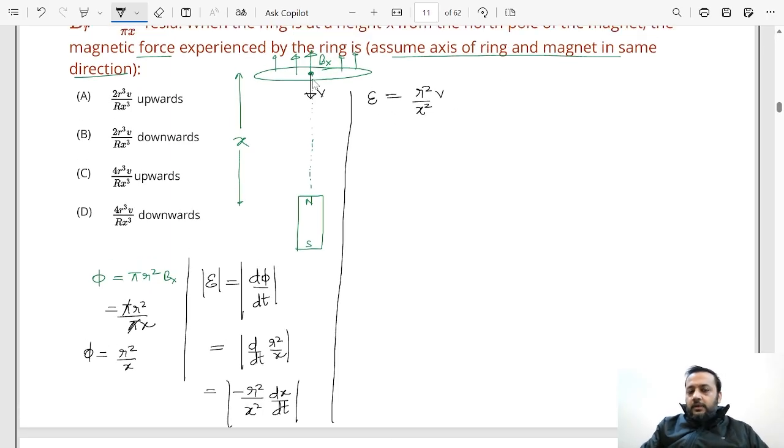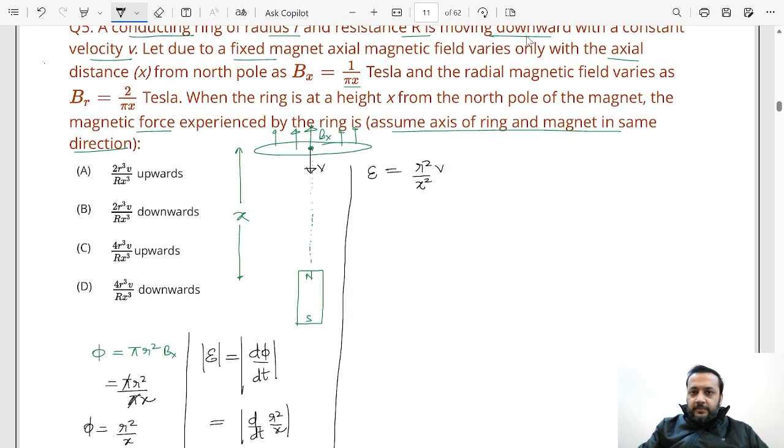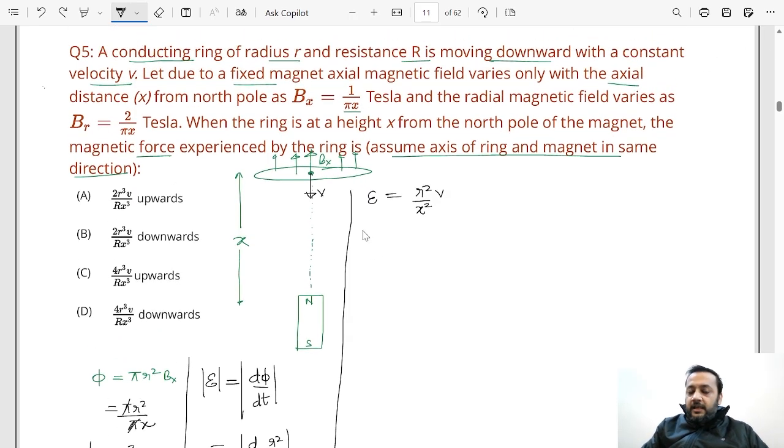Now there's a resistance inside this ring whose value is given as capital R. Basically this is the resistance, capital R. That means there will be some current flowing in this ring. That current we can write as the emf induced in the ring divided by capital R. Hence the current flowing in this ring will be E upon R, where the value of E is r square into v divided by x square. You have to divide this by capital R, and this will give you the value of the current.